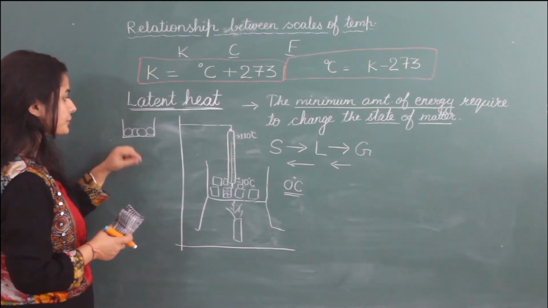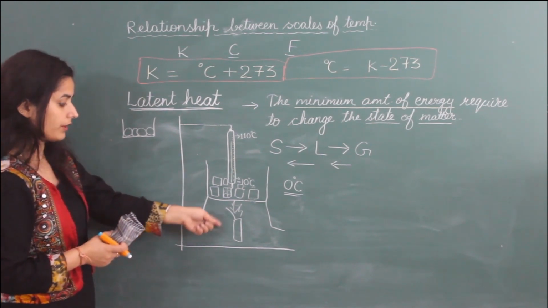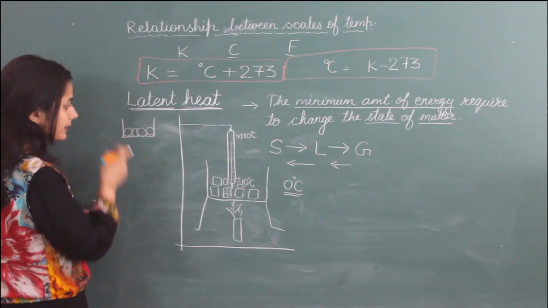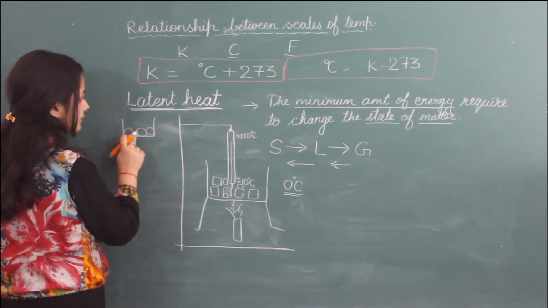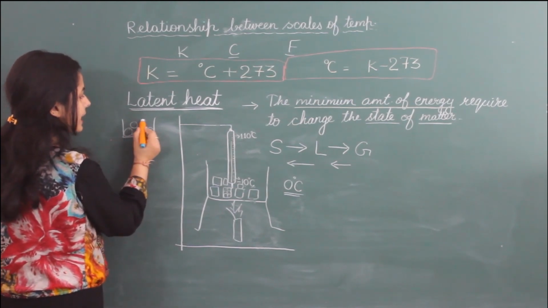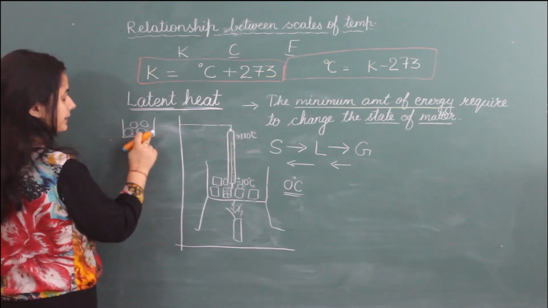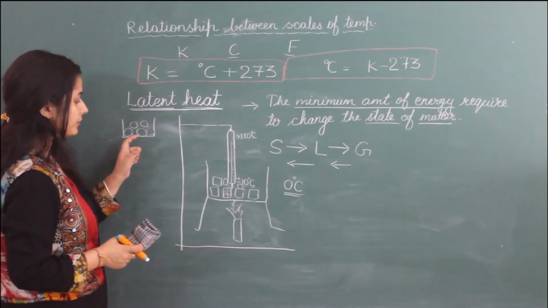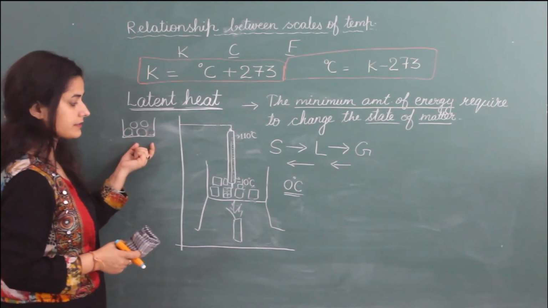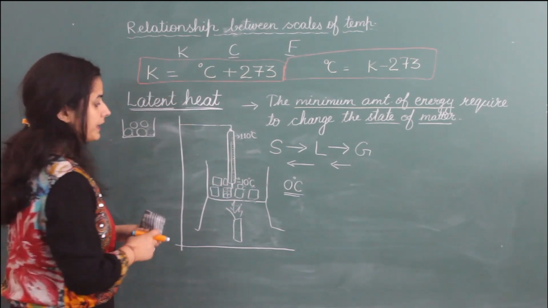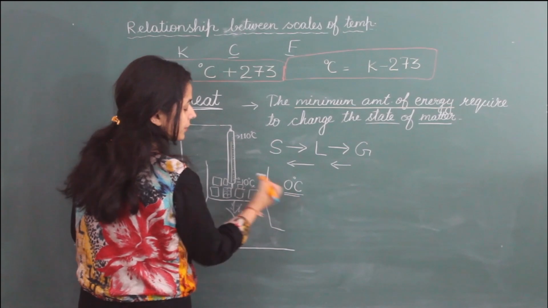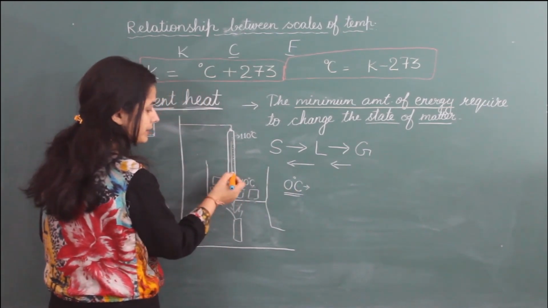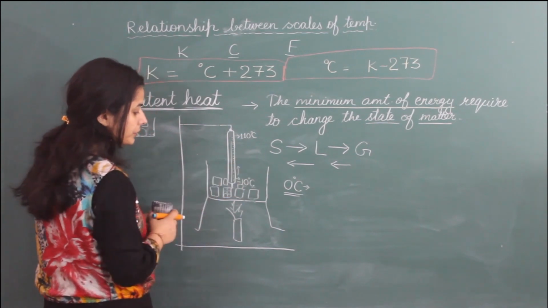And when this energy increases more and more on heating, then what will happen? Their energy increases and they start to separate from each other. And when they start to separate from each other, their state starts to change. At 0 degrees Celsius, when the temperature starts to increase here in the thermometer, what will you check?